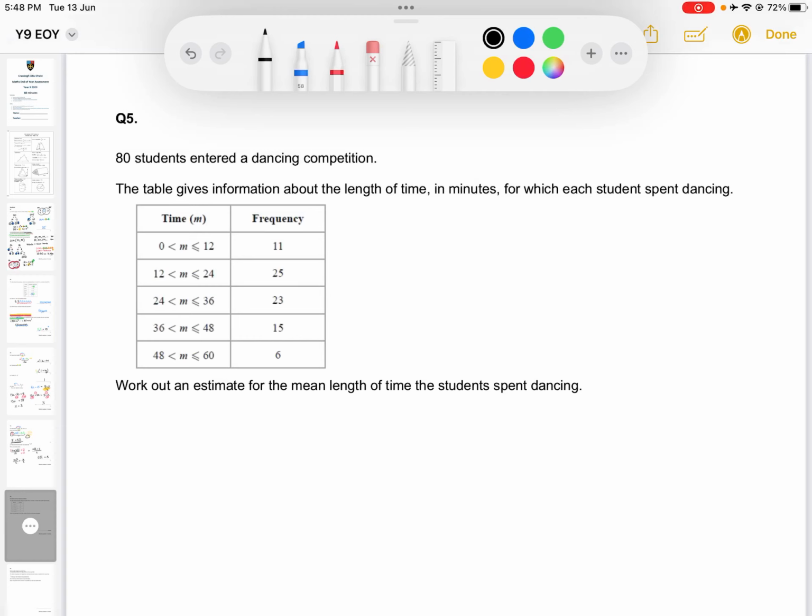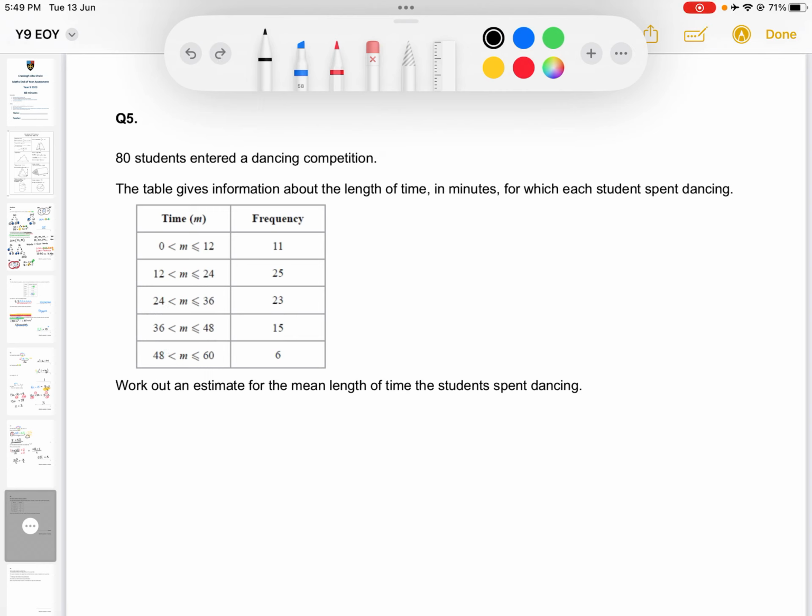Question 5. 80 students are entering a dancing competition. The length of time that they each spend dancing has been recorded and presented in this grouped frequency table as follows. So there are 11 dancers that spent between 0 and 12 minutes dancing. There are 15 dancers that spent between 36 and 48 minutes, and so on and so forth.